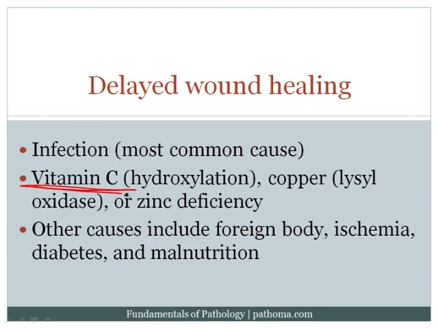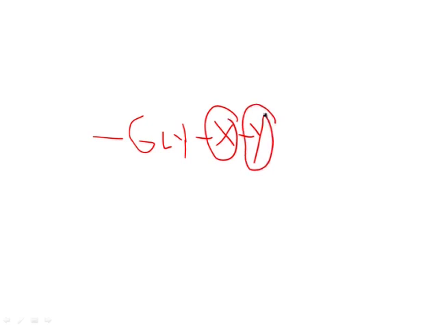This is getting a little complex, so let me remind you that collagen's normal amino acid structure is glycine and then X and Y. It's called Gly-X-Y. Glycine is one amino acid, and the X usually refers to proline or lysine, but usually proline. And then the Y is usually proline or lysine, and that proline or lysine will actually get hydroxylated, so that it gets an OH group added to it.